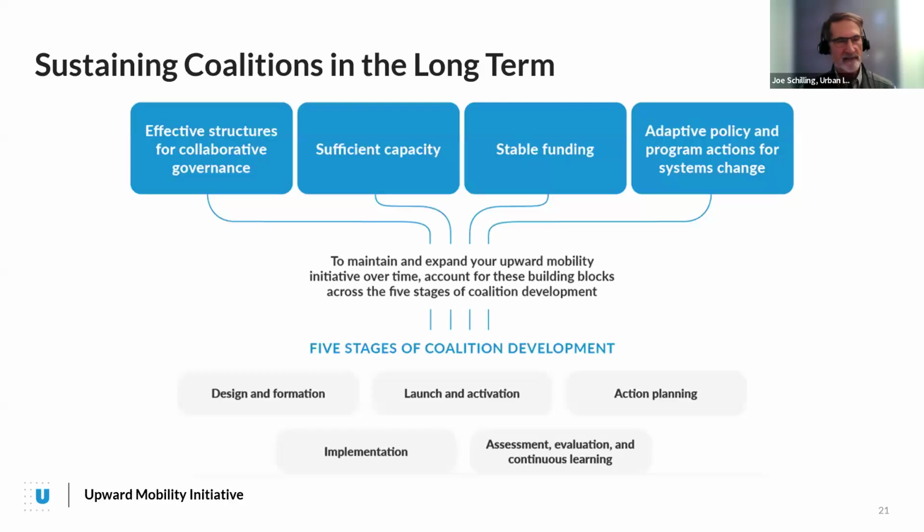Having sufficient capacity. Oftentimes these initiatives start out of someone's office, like they're starting inside someone's garage. And as you build momentum and as more people get on board, you need to have that capacity, someone who can help manage and facilitate and coordinate those sessions.